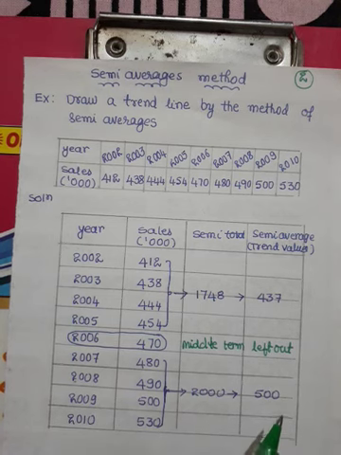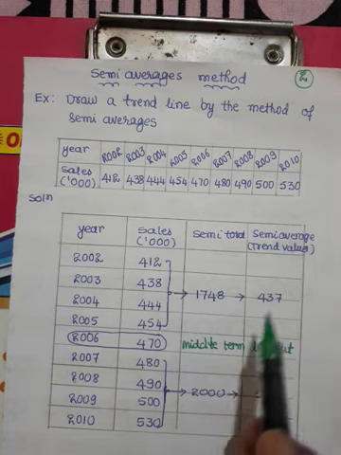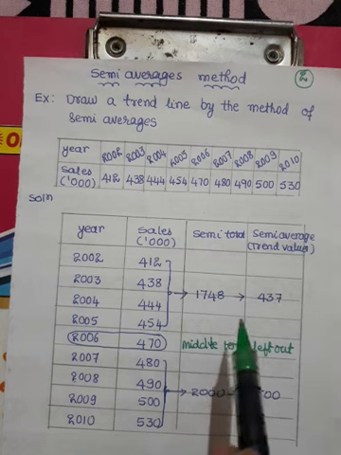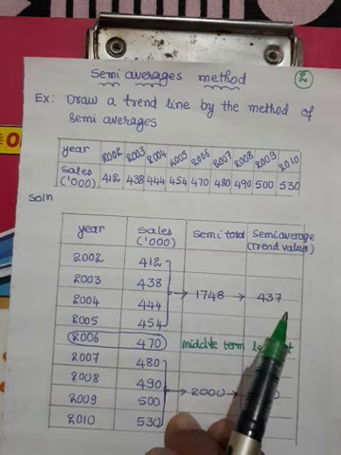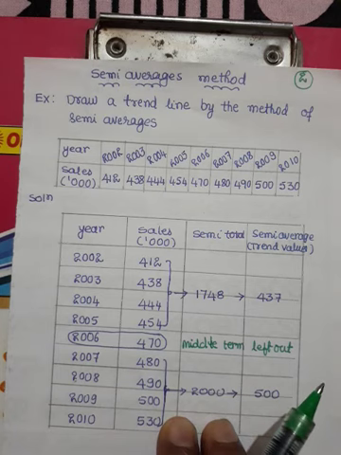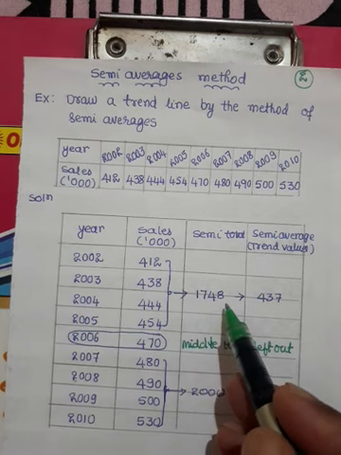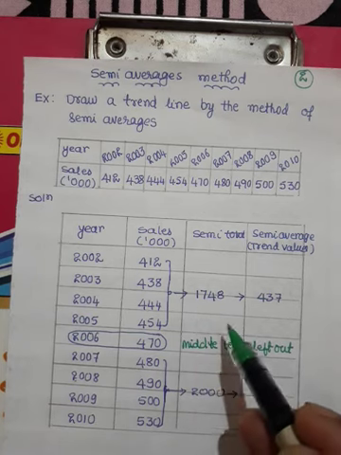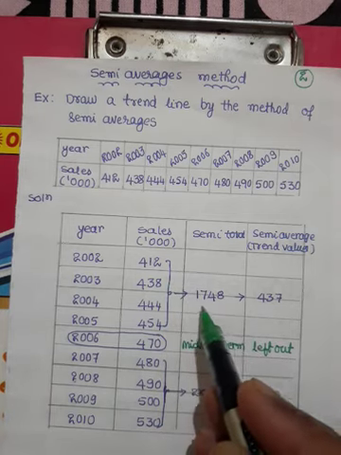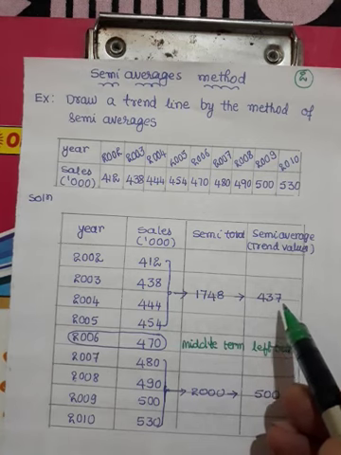Next, semi-averages are to be obtained. Semi-averages are also called trend values. How to obtain the semi-averages? The semi-total is to be divided by the number of years. Average means the sum of the values divided by the number of values. Here, 4 values are added, so the sum is 1748. To get the average, it is to be divided by 4, because 4 values are added. So 1748 divided by 4, you will get 437.